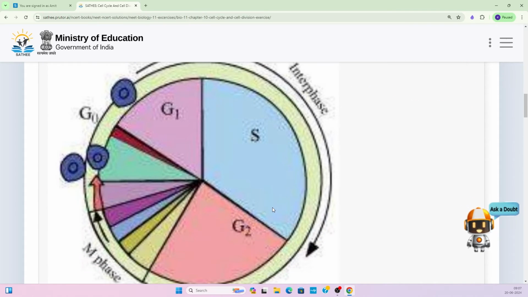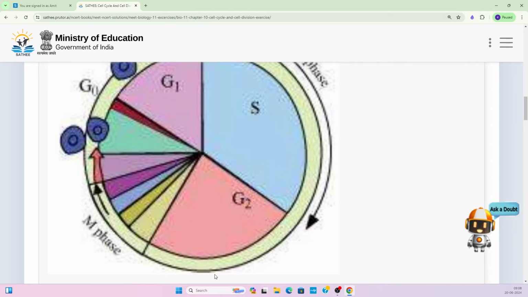So here you can see the figure. G1, S and G2, and all this constitutes the interphase. Now here you can see the G0 phase also. Sometimes the cell is not in any division phase, and no growth is there either. So the nerve cells, if you see, they are in the G0 phase.